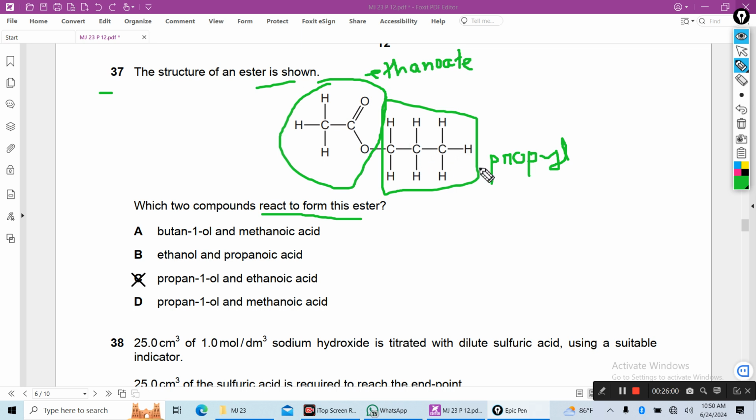The alcohol part is propyl, so propanol is needed. And the acid part is ethanoate. The 2-carbon acid is ethanoic acid. Ethanoic acid reacts with propanol in the presence of a sulfuric acid catalyst to form propyl ethanoate. So C is the right answer.